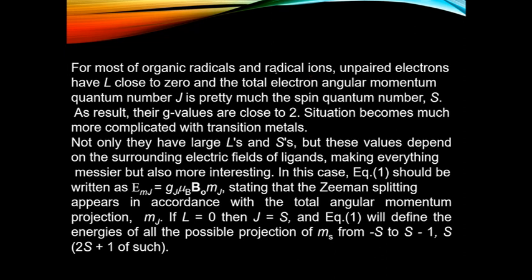For most free radicals, the unpaired electrons have L close to 0, and the total electron quantum number is pretty much the spin quantum number. As a result, their g values are close to 2. The situation becomes much more complicated with the transition metals. Not only do these have large L and S, but these values depend on the surrounding electric fields of the ligands, making everything messier.